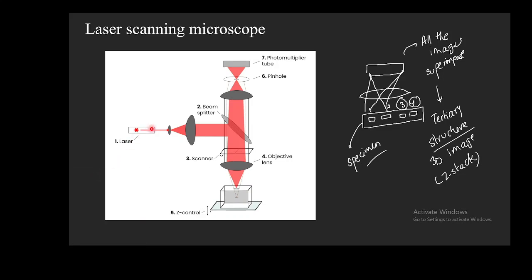You can see the laser light, the dichroic mirror, the pinhole, the photomultiplier tube, and the pinhole here. There will be the excitation and emission filter also, which they have not mentioned here, but it will be here. So if this is the pinhole, here will be the excitation filter, and there will be the emission filter.